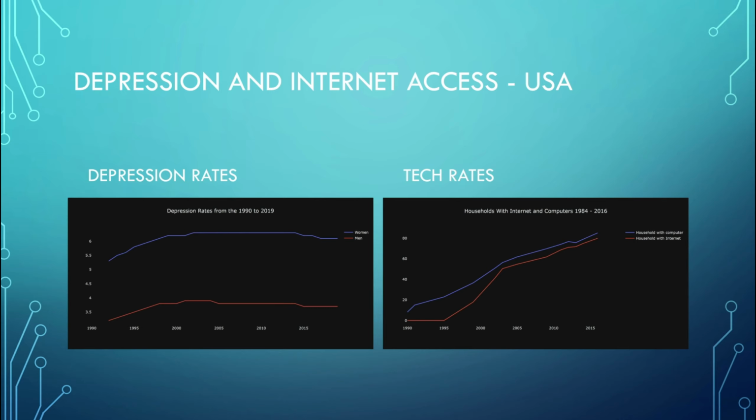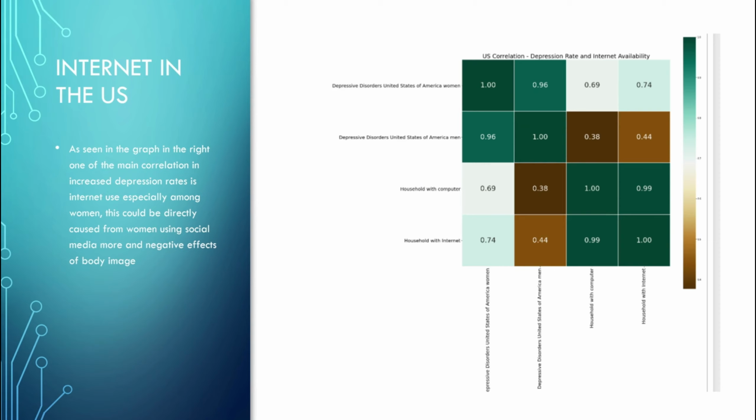Another pattern that I noticed on the next slide was that depression rates in the United States in the 90s actually inclined at about the same rate as households getting internet and computers in that same time frame. And sure enough, it correlates. We can actually see that households with computers and households with internet increased at the same rate as depression levels in women and actually in men, although men slightly less.